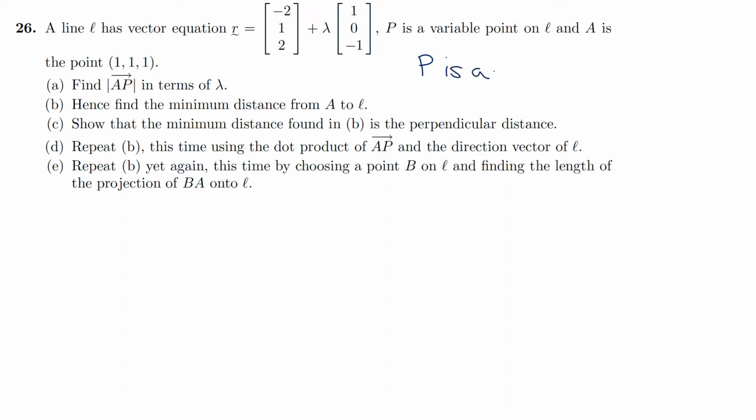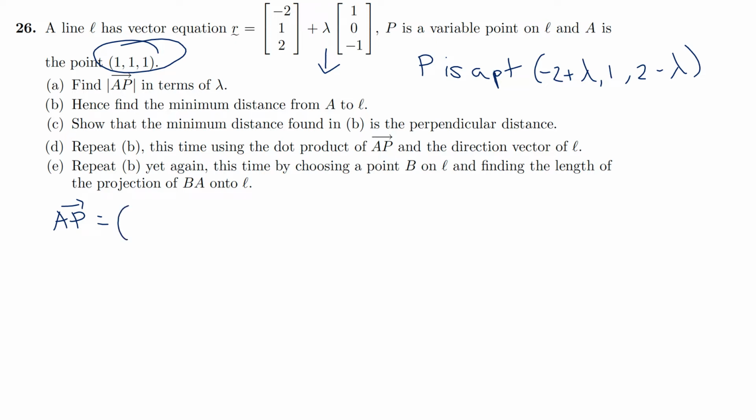So P is a point. So we just put it in: -2 plus lambda, 1 plus 0 lambda, and then 2 minus lambda. So just reading off that as a point, any point, right? And then A is the point (1, 1, 1). So if I find, first of all, the vector AP, we're going to take the P part, and we're going to minus A, so they're all -1, so that's pretty easy actually.